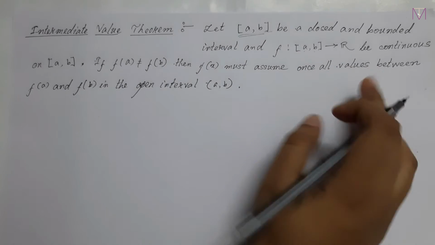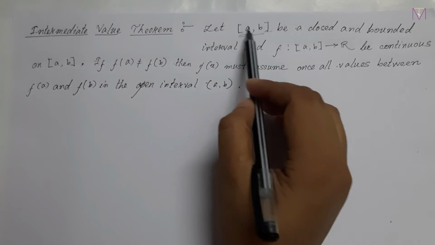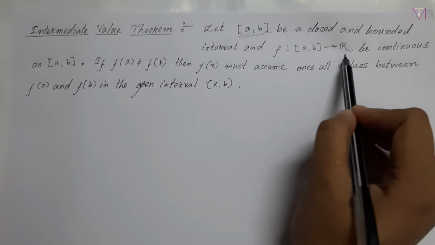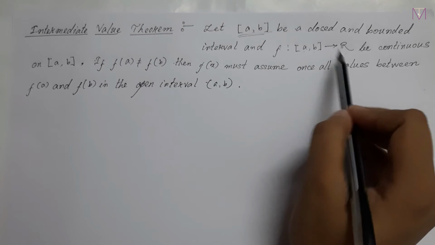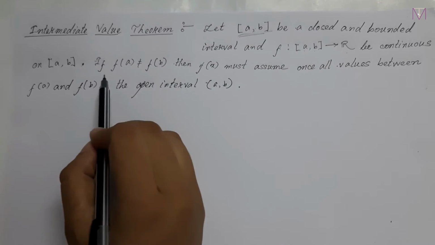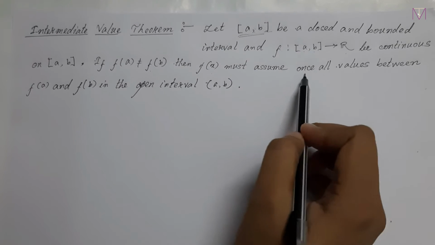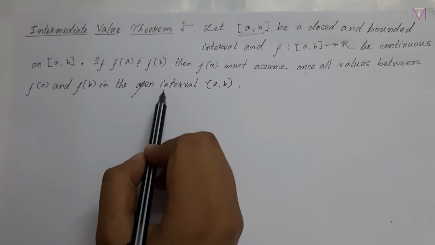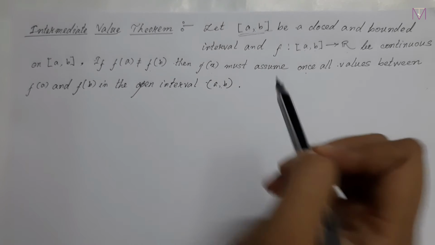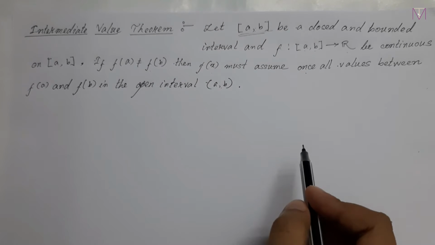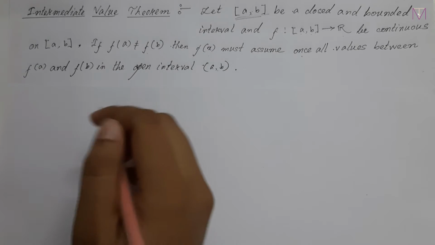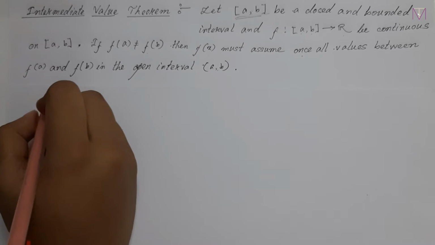This is the statement. [a, b] is a given interval and f is a function which is continuous in this interval, where f(a) is not equal to f(b). Then f(x) must assume once all values between f(a) and f(b) in the open interval (a, b). Okay. So first let's discuss how to prove this theorem.